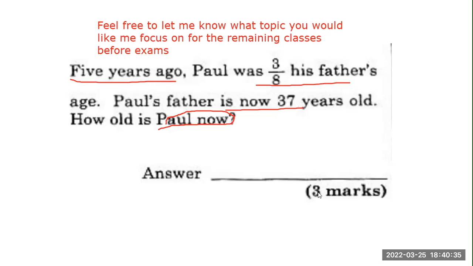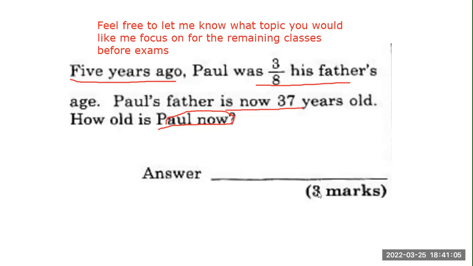Right, so we are minusing 5. Why are we minusing 5? Because 5 years ago, Paul would have been 3/8 his father's age. So we need to subtract the 5 from the current age of Paul's father, which is given as 37. So when we have done that and got the 32, if Paul was 3/8 his father's age 5 years ago, how would we find Paul's age?